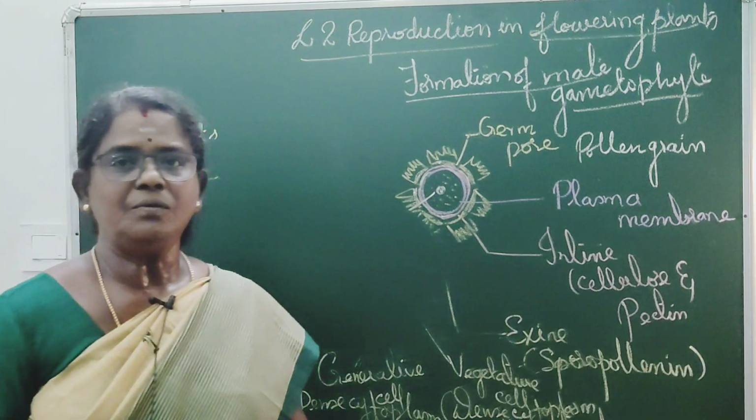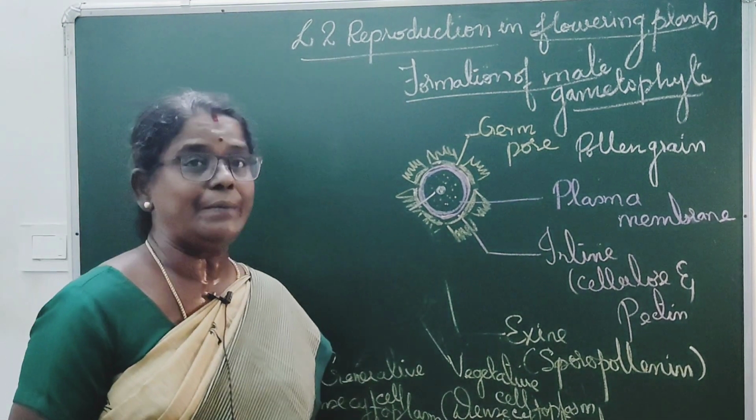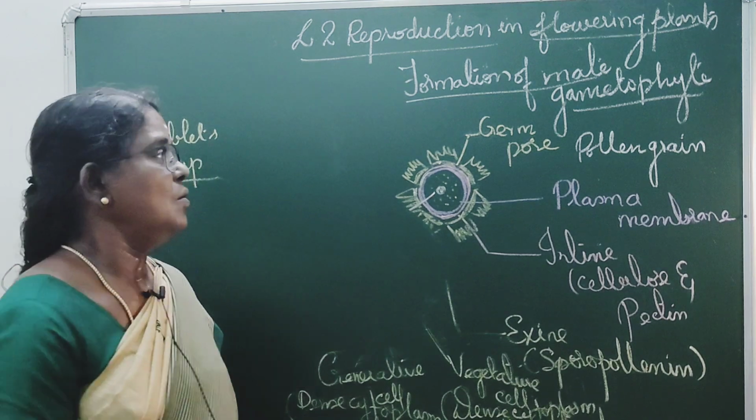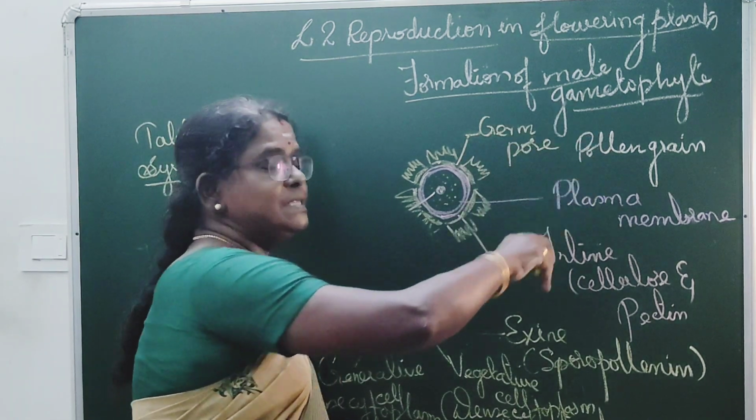Okay, students. Now I think this is the formation of the male gamete. You would have understood that. My male gametophyte is the pollen grain.